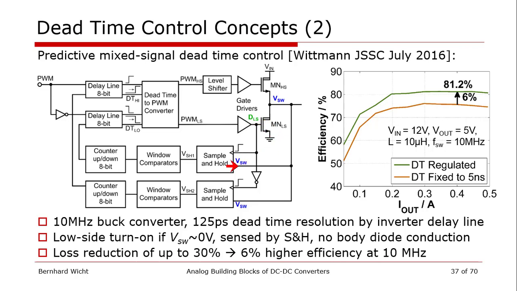To relax the speed requirements, we store this voltage on a capacitor in a sample and hold stage, and then go into a window comparator and increase or decrease a counter. With that, we can reduce the losses by roughly 30% and even increase the efficiency by 6% in this example. And the whole thing runs even at 10 megahertz.